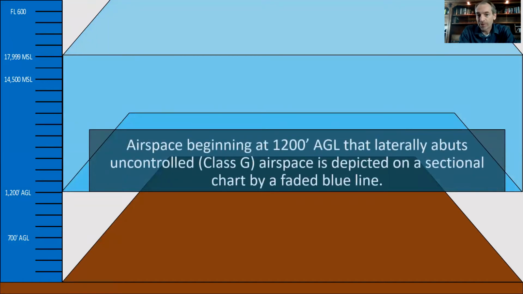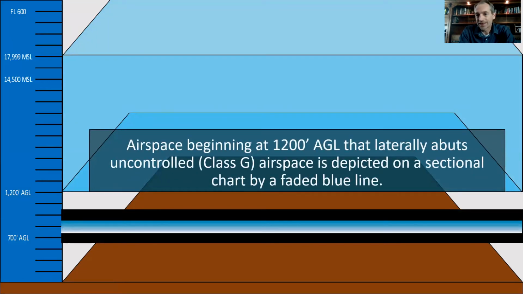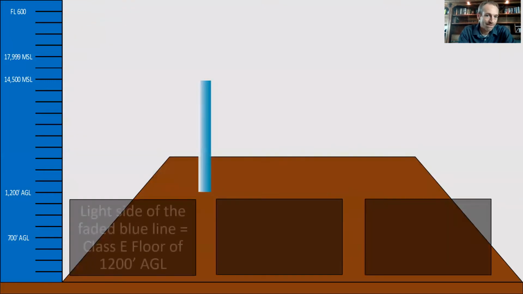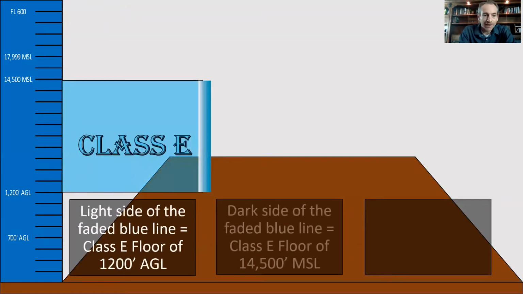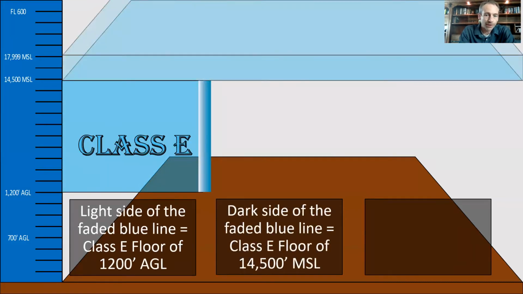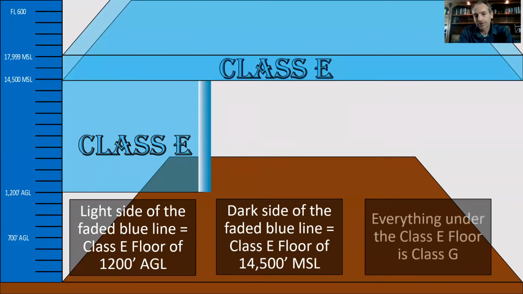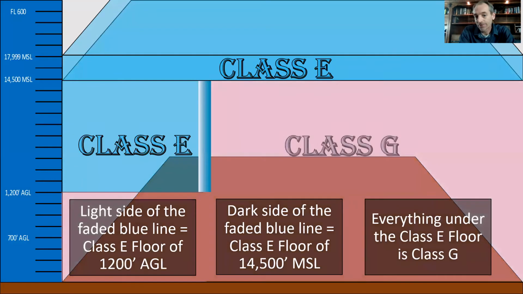So airspace that begins at 1,200 feet AGL that laterally abuts uncontrolled airspace or Class G airspace is depicted on a sectional chart by a faded blue line. All right, so on this light side of the faded blue line, your Class E floor is 1,200. On the dark side of that faded blue line, your Class E floor is going to be 14,500 MSL. And then everything under your Class E floor is going to be Class G.